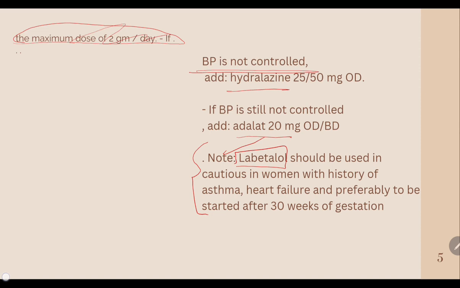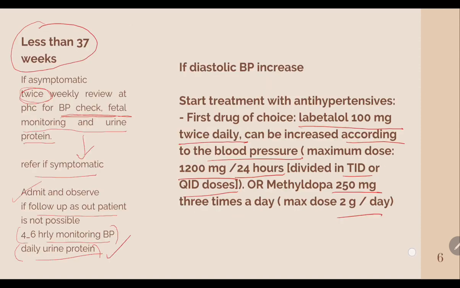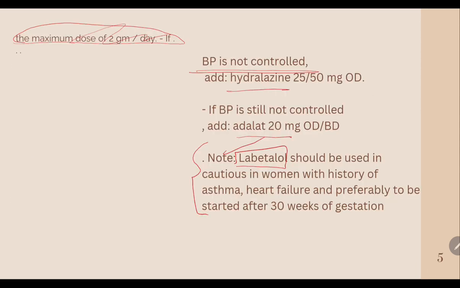So in that case, the first drug of choice will be methyldopa, that is 250 milligram thrice daily. So in that case, you cannot give labetalol. So if the patient is having any history of asthma or heart failure, labetalol is contraindicated, and it is preferably to be started after 20 weeks of gestation only. So that is about it.